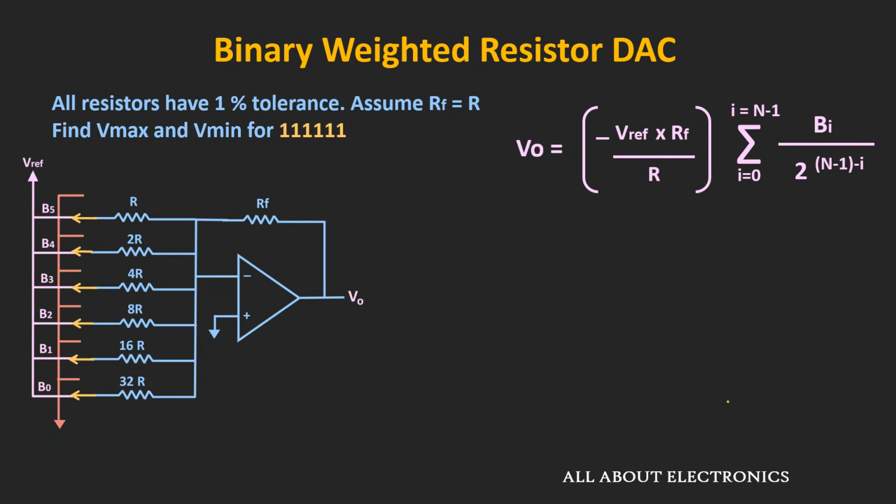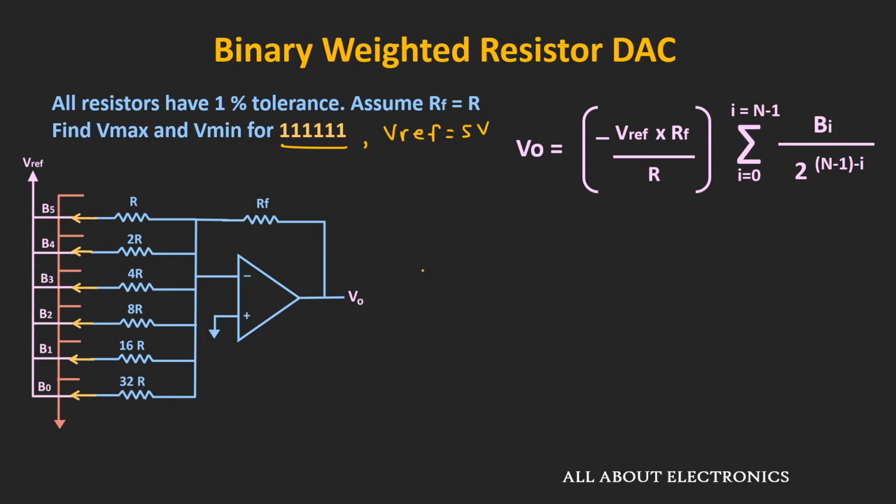So let's take one example to understand that. Here, let's say all the resistors have a 1% tolerance, and here we are also assuming that the RF is equal to R, and we have been asked to find the maximum and the minimum value of the output voltage for this code. And here also assume that the reference voltage is equal to 5 volt.